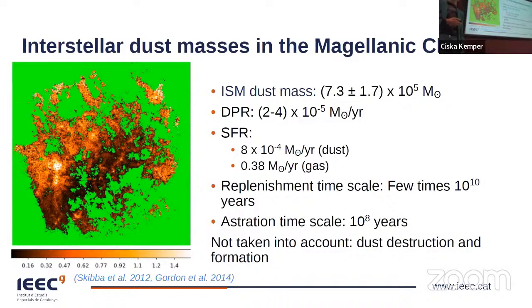So we have a bit of a problem here. And then I should also say that what we didn't take into account here is the destruction of dust through supernova shocks and so on. So we assume that once the dust is formed, it remains there forever until it's being consumed by a star, and the formation of dust in the interstellar medium. So in the end, this might be an important component.